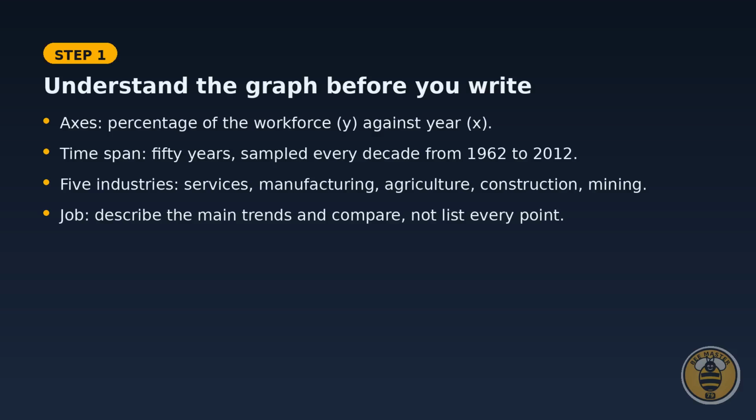Step 1. Understand the graph before writing a word. Check the axes. The y-axis is percentage of the workforce. The x-axis is the year, sampled every decade across 50 years. There are 5 industries. And remember the task: describe the main trends and compare them, not simply list every figure.